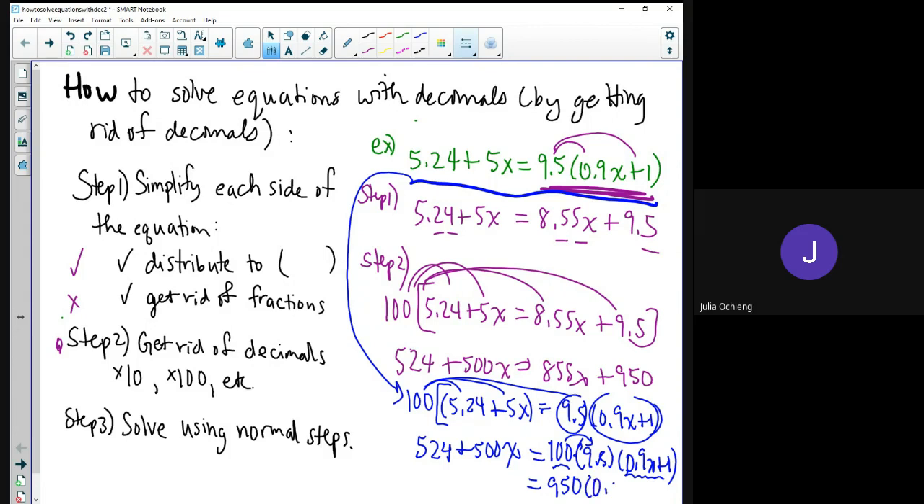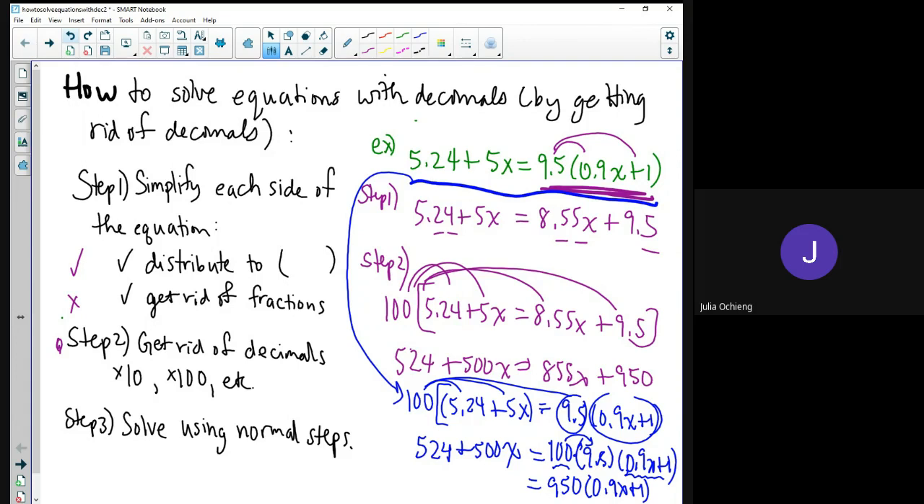And if I distribute that 950 to the parentheses, the 100 was already in the 9.5, so it will actually be distributed to the 0.9x and the 1 correctly. If I multiply by 100 again, on the other hand, and change this to 90x, it will be incorrect. So that would be not what you want, okay?